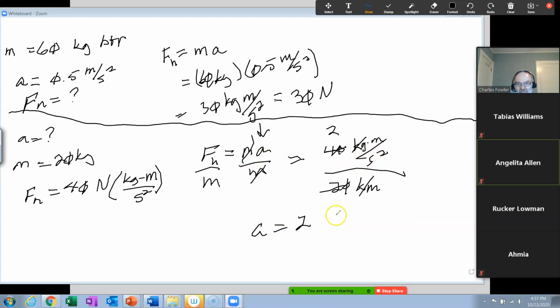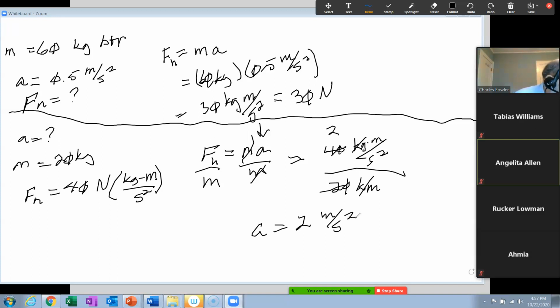What units do you have left? Meters per second squared. Excellent units for acceleration. That's what you measure it in. Now, just a little hint. You're not going to be able to maintain that very long because it's increasing speed at 2 meters per second every second. So after the first second, you'll be at 2 meters per second, maybe. The next second, you'll be at 4 meters per second. Next second, 6 meters per second. After a while, you're going faster than you can probably think of going.